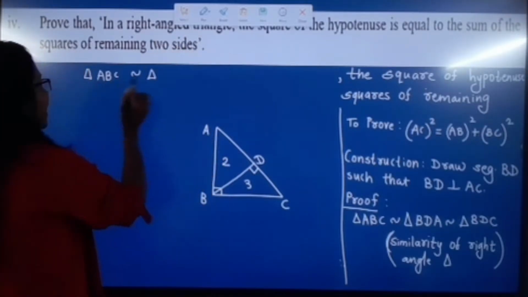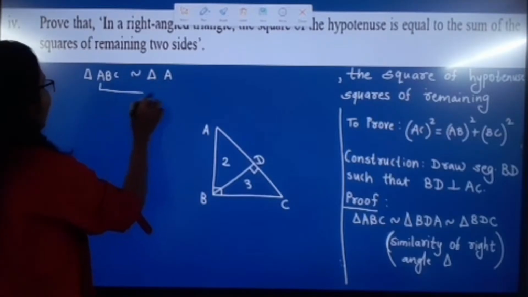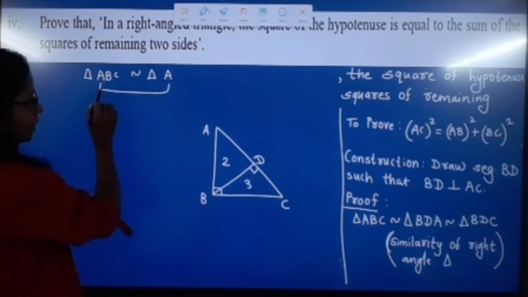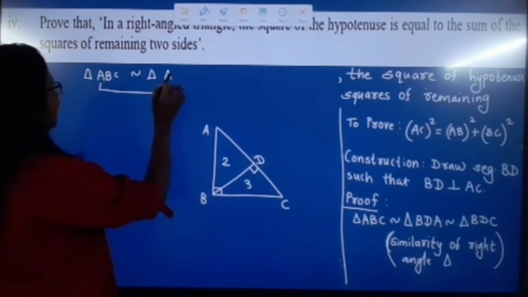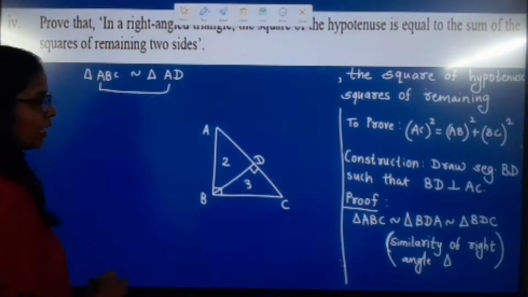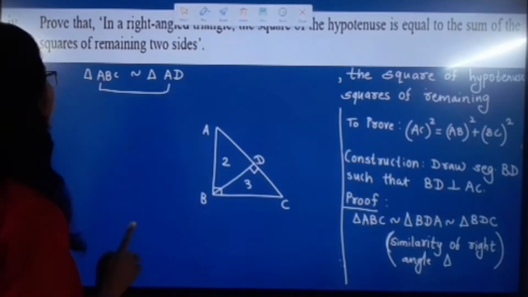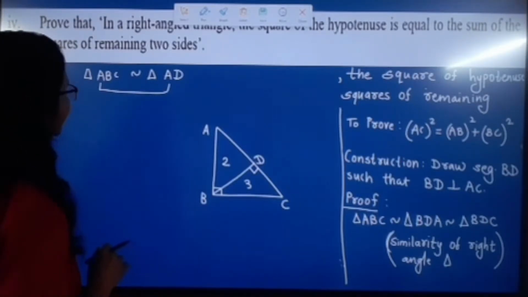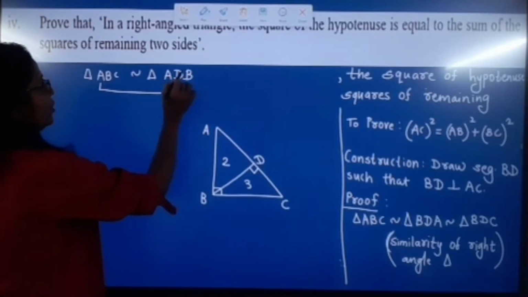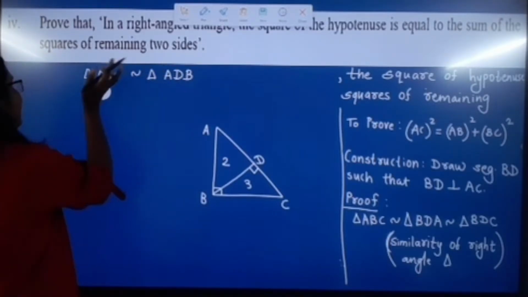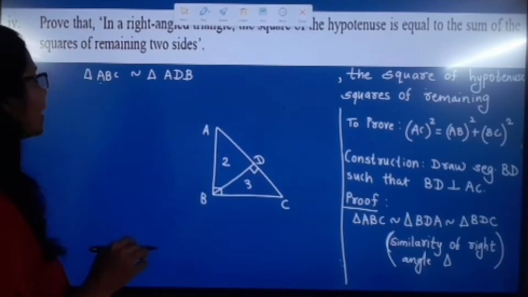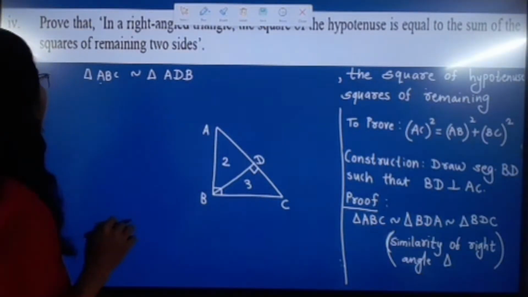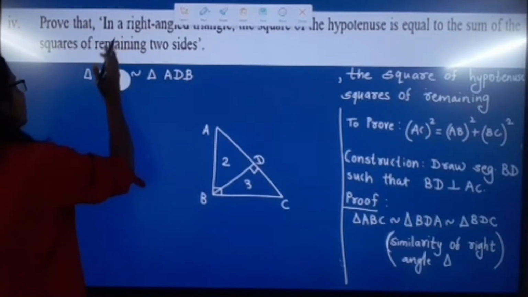So first we write down the common angle: angle A is congruent to angle A, and then angle D is 90 degrees and angle B is also 90 degrees. Then angle C is congruent to angle ABD. So triangle ABC is similar to triangle ADB, students.